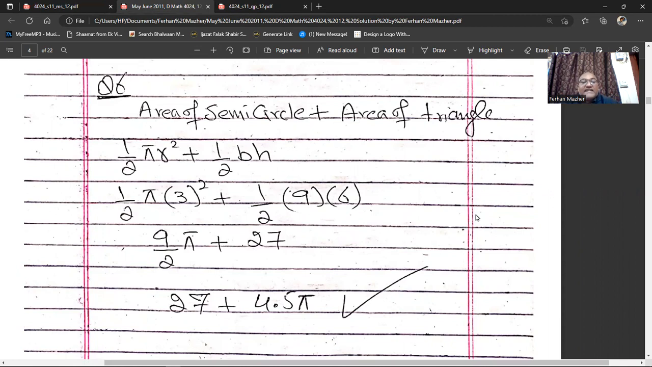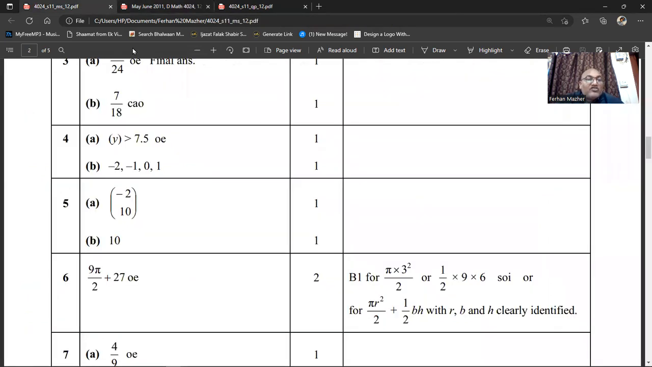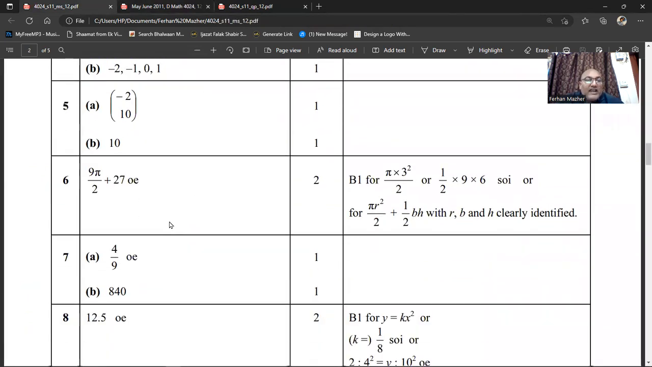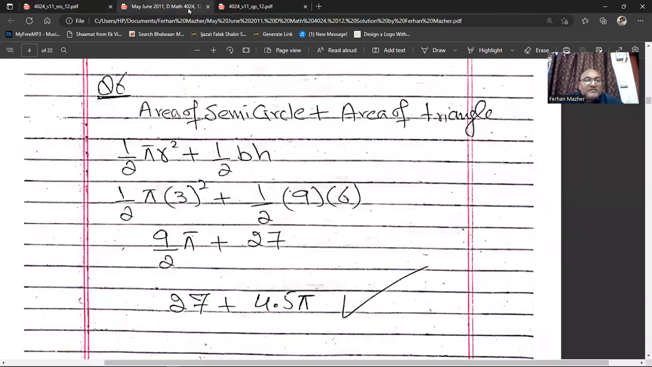So it will be 27 plus 9 by 2, that is 4.5. So 27 plus 4.5 pi. So that is our answer. So let's check question number 6. 9 by 2 pi plus 27. So our answer is right.